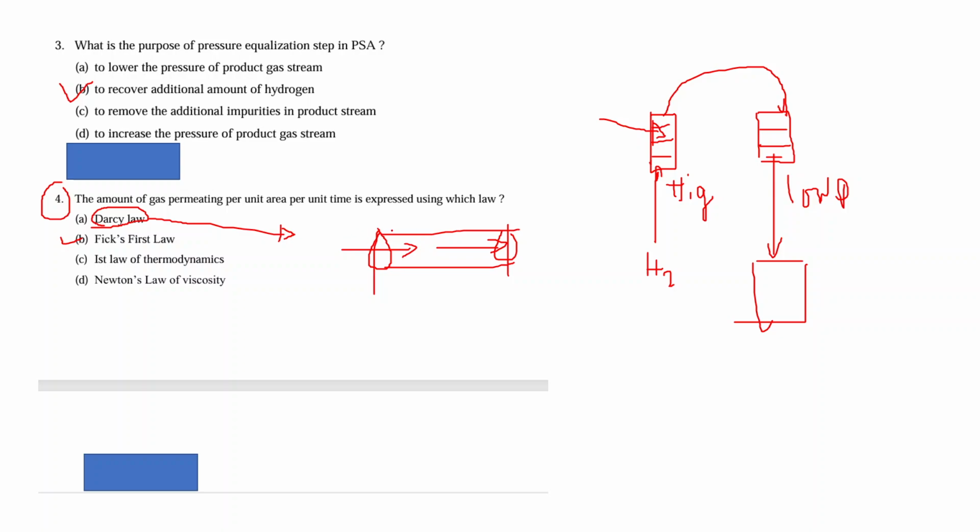The inlet velocity is v1, the outlet velocity is v2. What is the outlet velocity? This outlet velocity is measured by Darcy's law. Okay, you know the first law of thermodynamics and Newton's law of viscosity. The correct option is B. B is our correct option here.